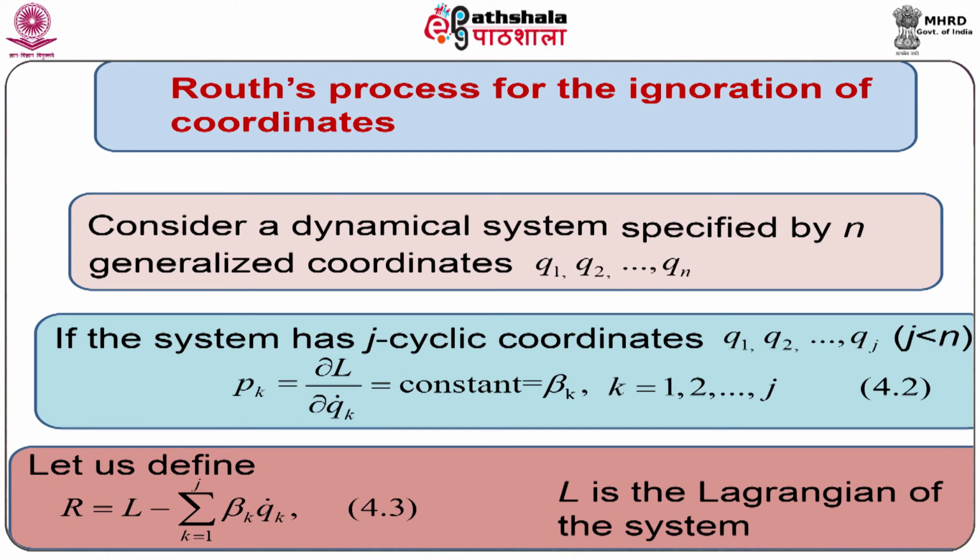Clearly, the generalized momenta pk equal to del L del qk dot equal to constant. Here L is the Lagrangian of the dynamical system, and pk is the generalized momentum corresponding to the generalized coordinate qk. If we take the constant as beta k, then we have pk equal to beta k for k equal to 1, 2 up to j.